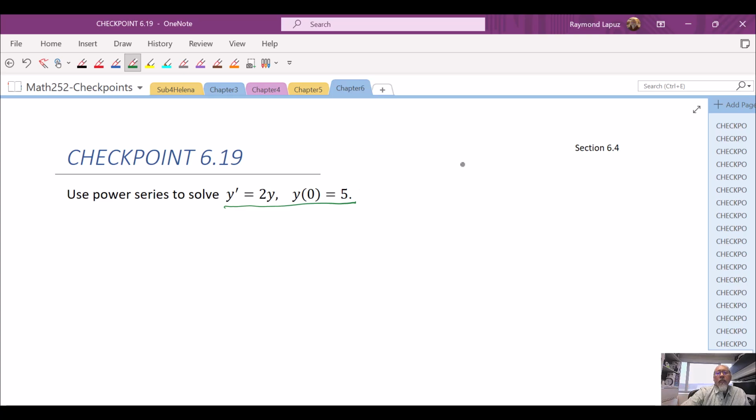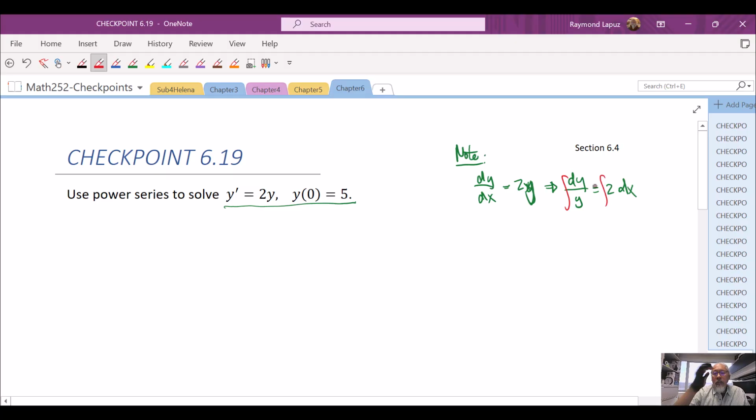Before we do that, though, let's make a note for ourselves, because this is something that we've done before. This differential equation has a solution that we can actually solve for. This is a separable differential equation, and we can separate it by saying dy/dx equals 2y. So dy over y is going to equal 2 dx, and then we can integrate both sides and get our results.